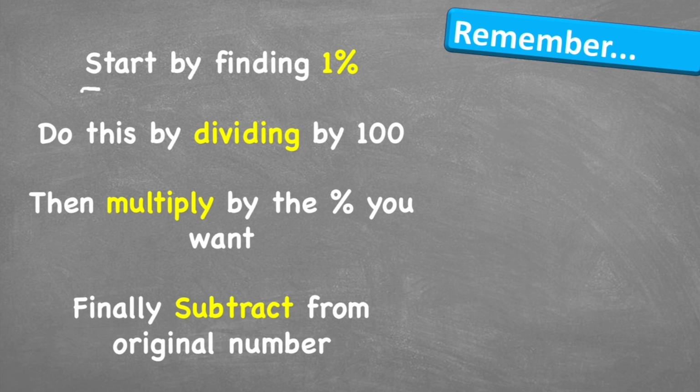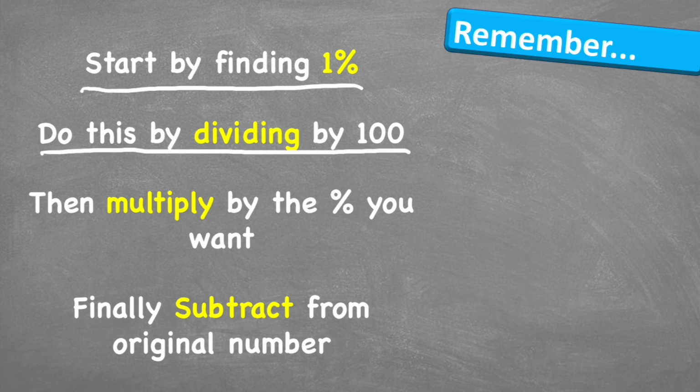Okay, let's look at things to remember. First, we're going to start by finding what 1% of our value is. And we're going to do this by dividing it by 100. Once we get what 1% is, we can then multiply it by the percentage that we need, and then finally subtract this amount from our original number to get the discount percent.